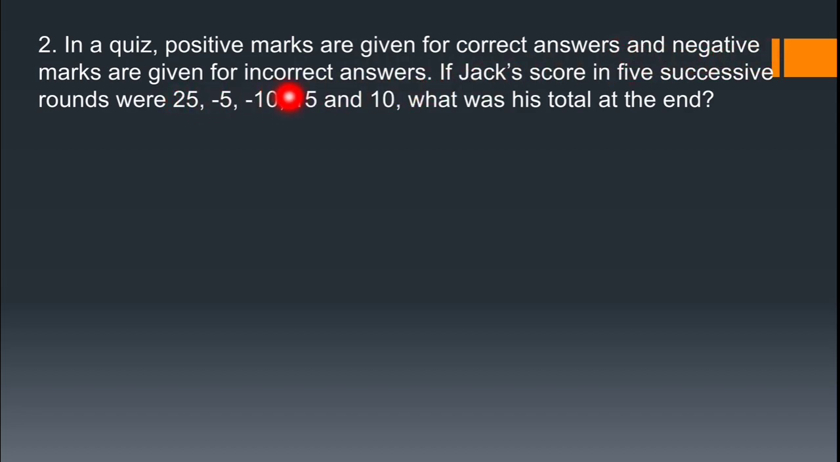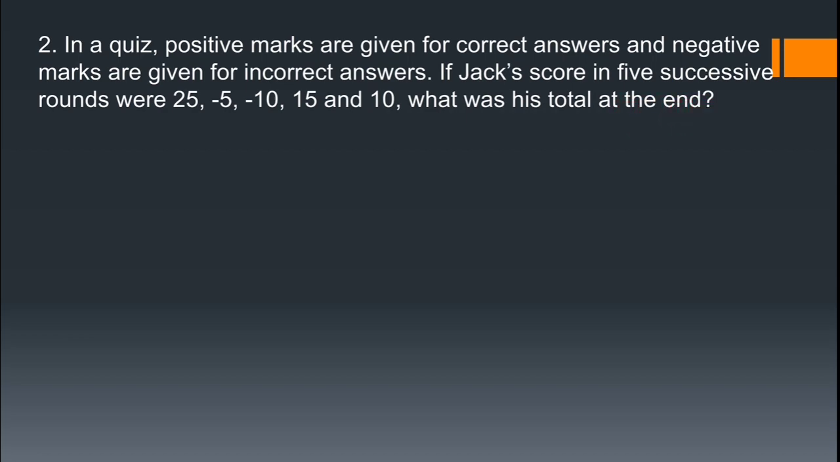Our next question is, in a quiz, positive marks are given for correct answers and negative marks are given for incorrect answers. If Jack's score in 5 successive rounds were 25, minus 5, minus 10, 15 and 10, what was his total at the end?